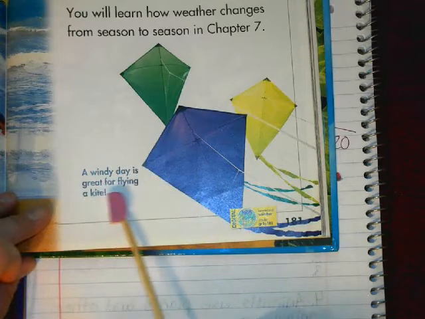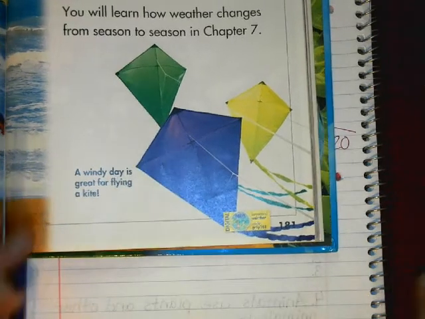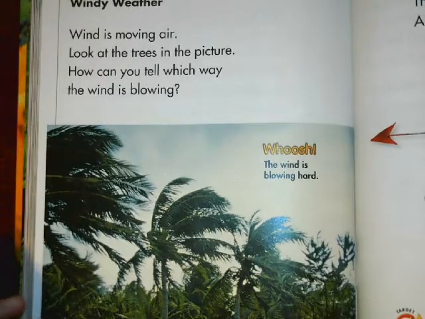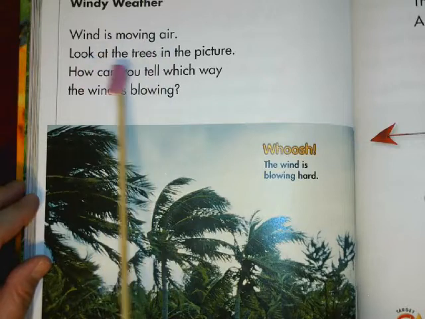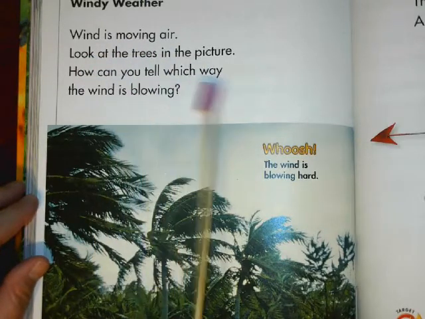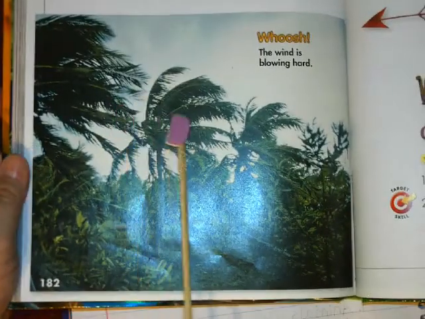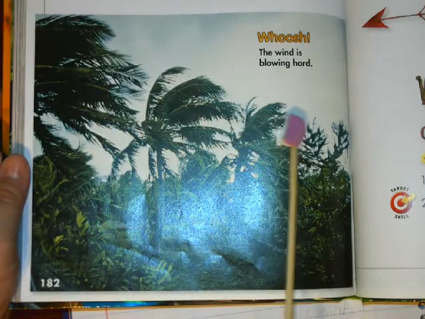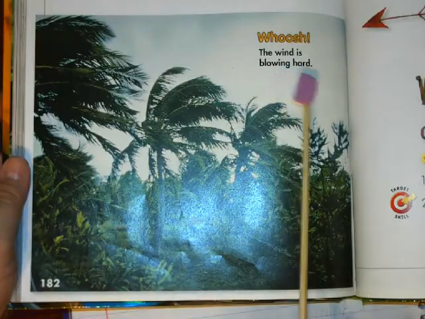A windy day is great for flying a kite. Have you ever flown a kite? Pretty fun. Okay, next page. Windy weather. Wind is moving air. Look at the trees in the picture. How can you tell which way the wind is blowing? Can you see how the palms of the palm trees are blowing this way? So you can tell that's the way the wind is blowing. The wind is blowing hard.